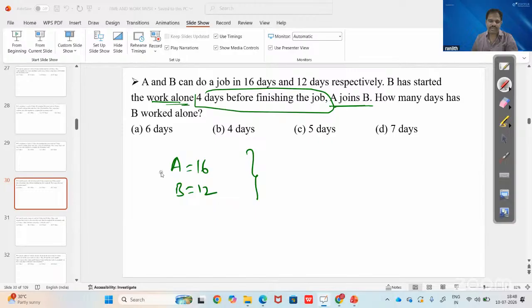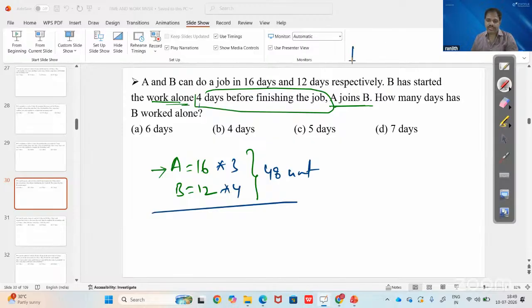So, first of all, A alone 16 days, B alone 12 days. What is the LCM in the sense? 48 units. Efficiency of A equal to 3 units. Efficiency of B equal to 4 units. So, what is saying? B started the work alone. After how many days A joins in the sense?